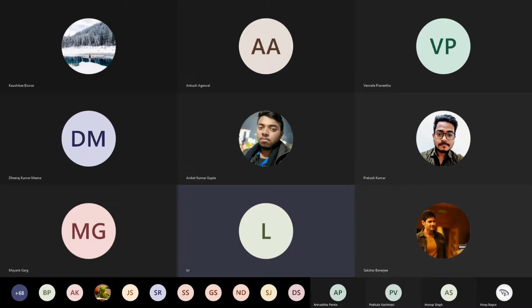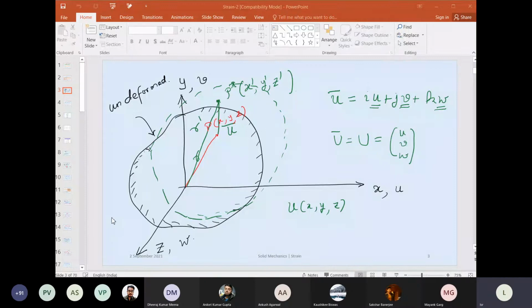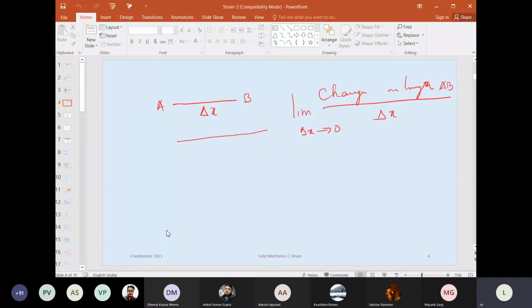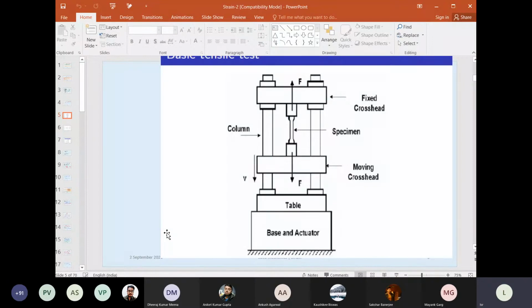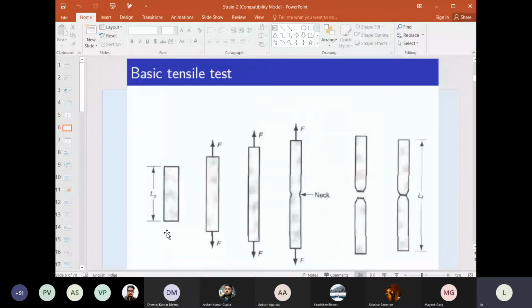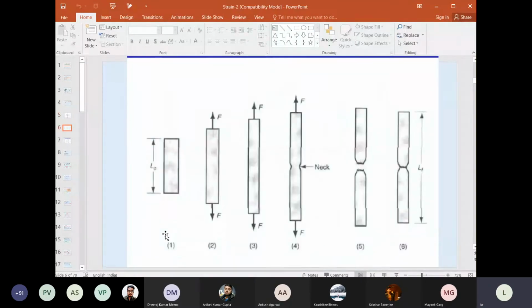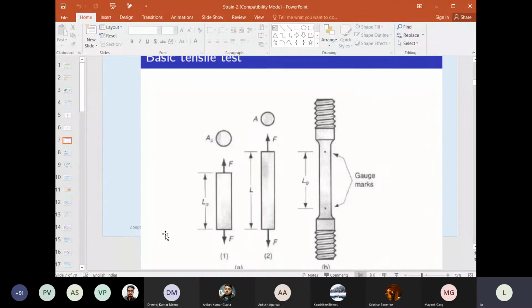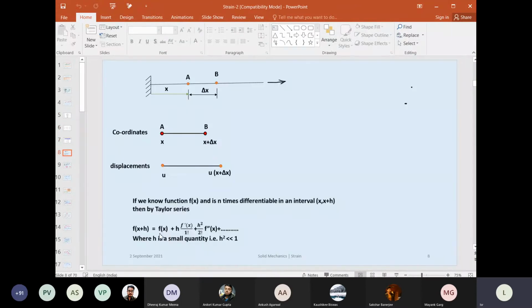Forget this recording business. I'm not used to it, because bored. We don't remember this. Initially, we said how to measure strain, so we will skip all these things because these experiments you will be doing.